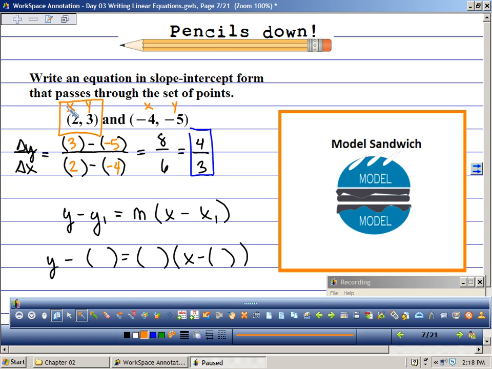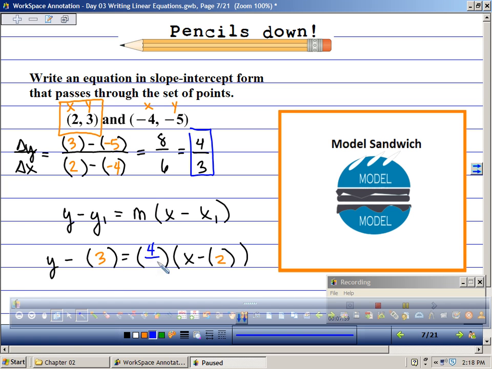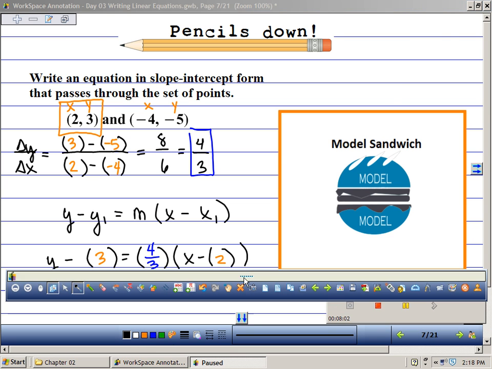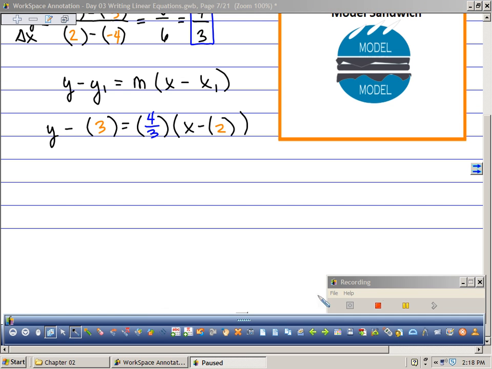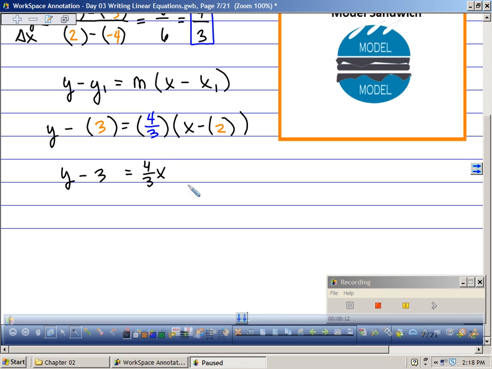My points are 2, 3. So x is 2. Goes there, y is 3, goes there, and my slope is 4 thirds. Let's further simplify this. I did record, right? Yeah. So y minus 3 equals 4 thirds x. Have to distribute over here too as well. There's nothing to cancel, the numerator and the denominator, so it's just 4 times 2, which is negative 8 thirds. Try and not let the fractions trip you up on this.